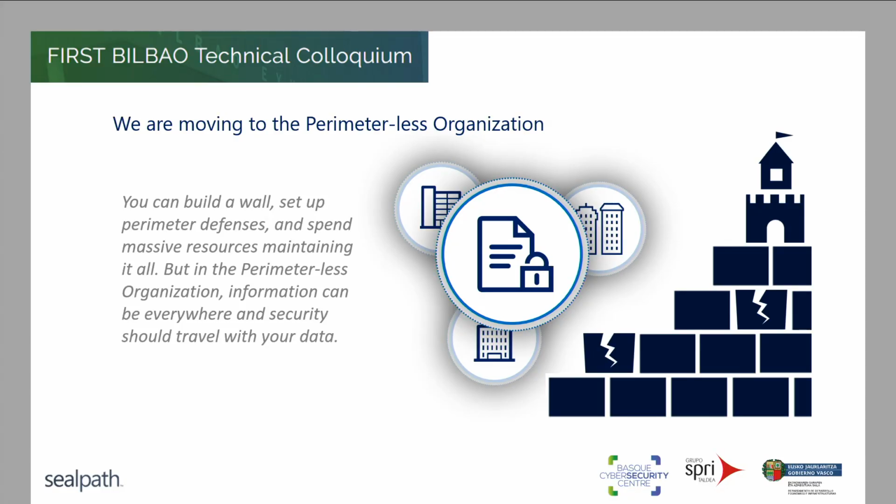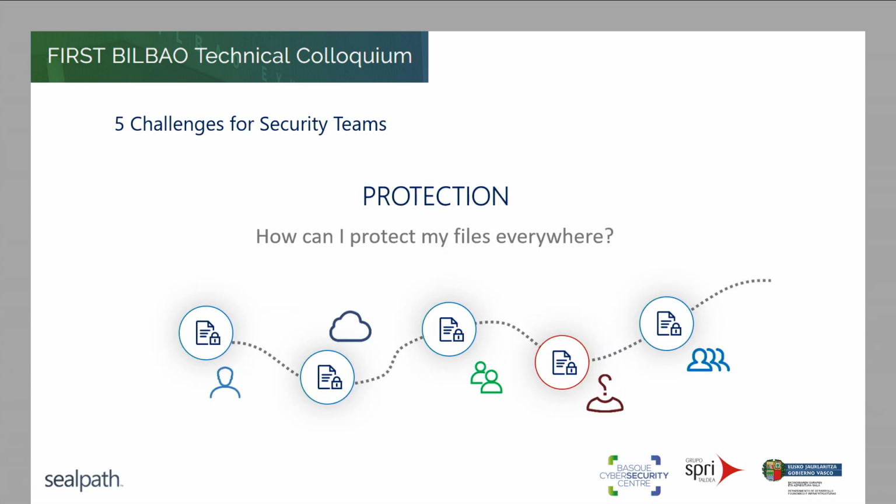So what we see is that we are moving to what we call the perimeterless company or enterprise. At the end, you can have a lot of firewalls. You can put protection in your host, in your file servers, in your document management system. But the reality is that information can be everywhere. So we think that the real perimeter of the company is where your information is, not just the frontier to the internet.